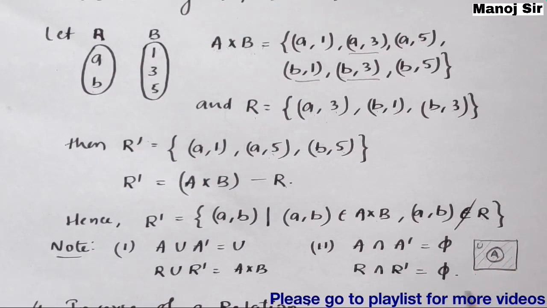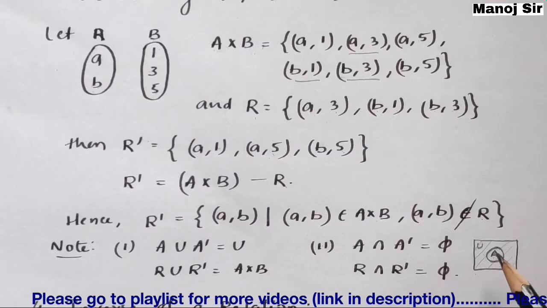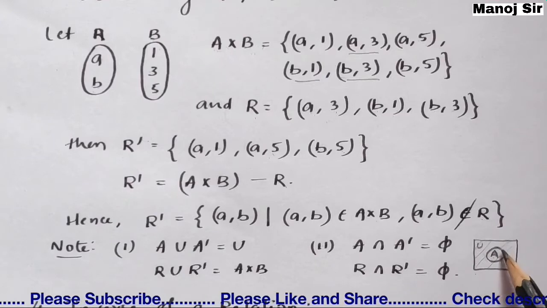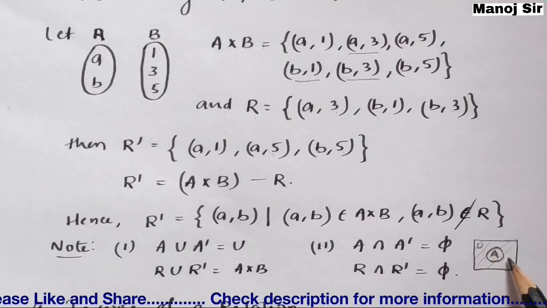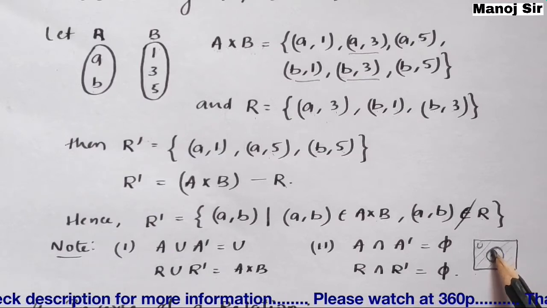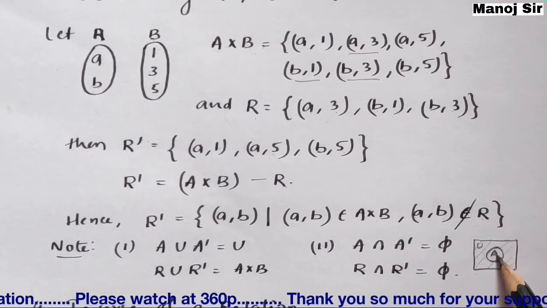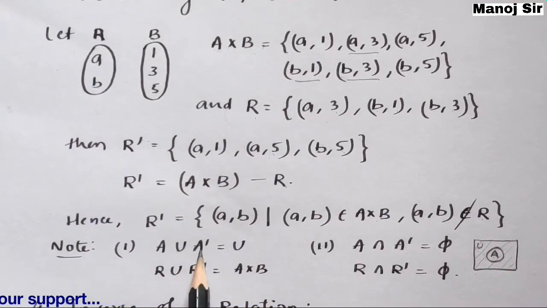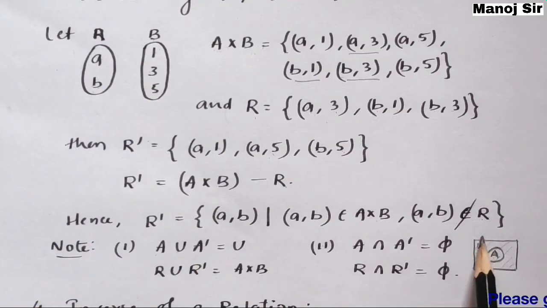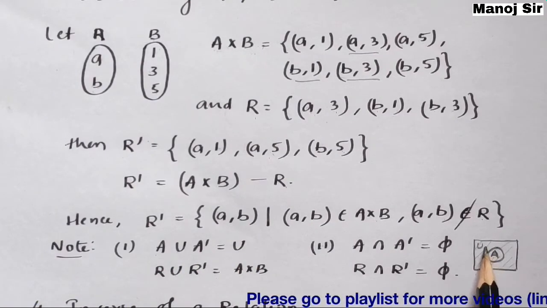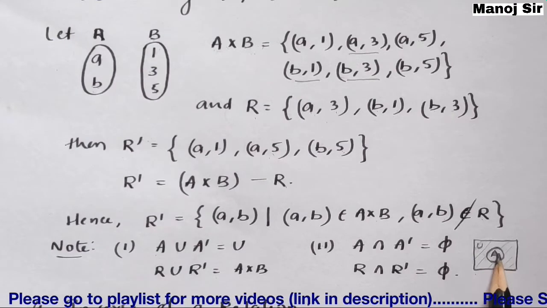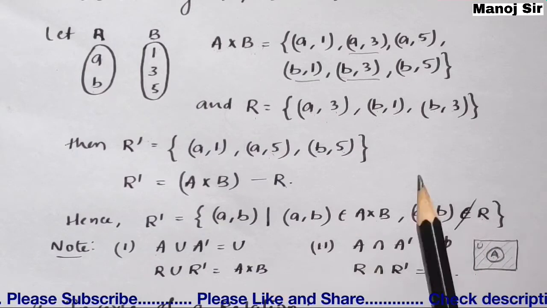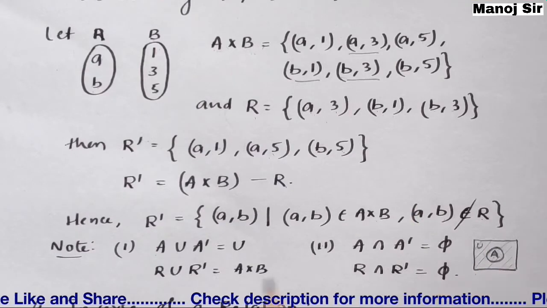If you want to know what A complement is, it is the hatching part. Within this universal set, if you remove all the elements placed in set A, you get A complement. So A union A complement gives the universal set. If you include this hatching part with set A, the whole gives the universal set. But in the case of relations, this set A is replaced with R.